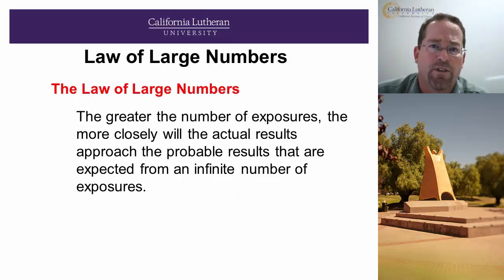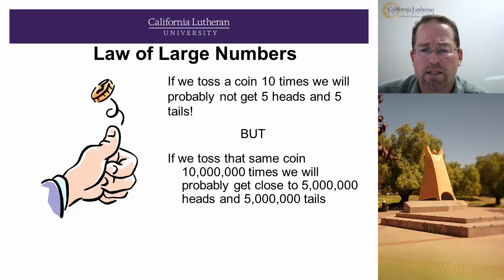The law of large numbers is very important in insurance. The greater the number of exposures, the more closely the actual results will approach the probable results that are expected from an infinite number of exposures. If we toss a coin 10 times, we'll probably not get 5 heads and 5 tails. But if we toss that same coin 10 million times, we will probably get very close to 5 million heads and 5 million tails.